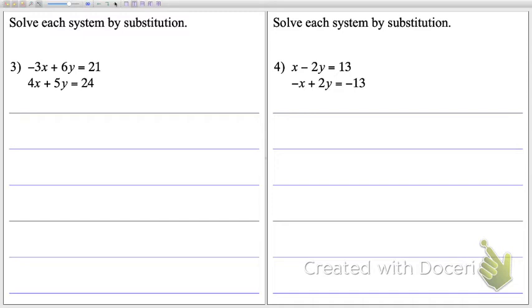Okay, number 3. Negative 3x plus 6y equals 21, and 4x plus 5y equals 24. There is not 1 as a leading coefficient, is there? No. Okay, so the next thing you probably should do is see if there is an equation that's all divisible by a number. Yes. The top one is divisible by 3. It's all divisible by 3, so maybe solving the top one for x might be good.